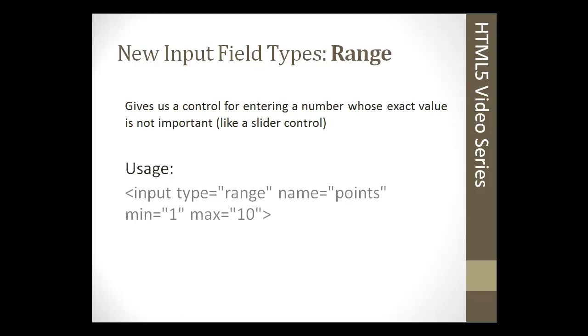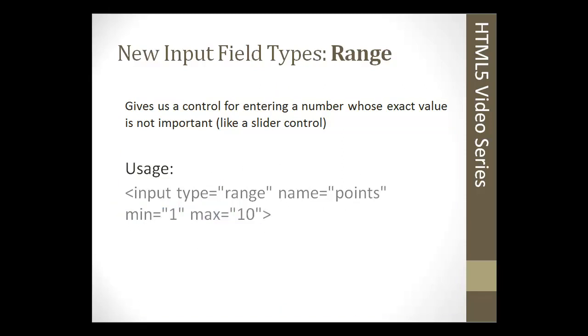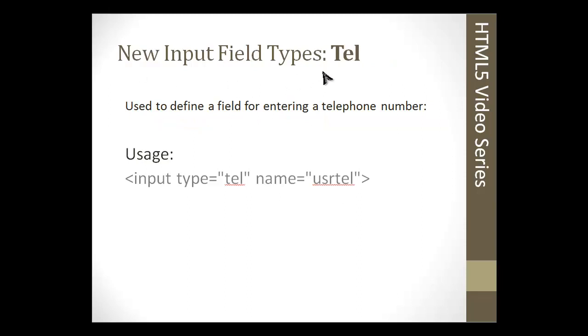Now range is another cool one. It gives us control for entering a number whose exact value is not important. So it's basically a little slider control that you would slide to get the values, and we'll be implementing these different input types in the programming part of this section. In usage, you'd have the type range, and then you could actually specify a minimum and then a maximum, and you'd have a slider that would go in between those ranges. Very cool.